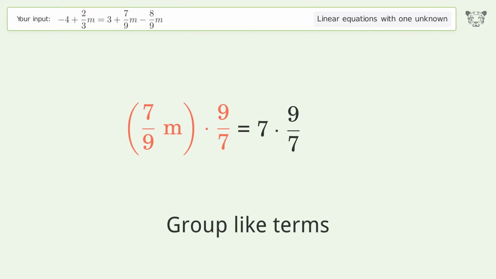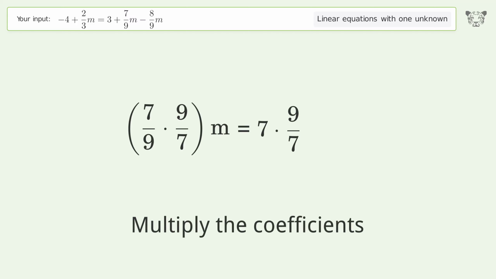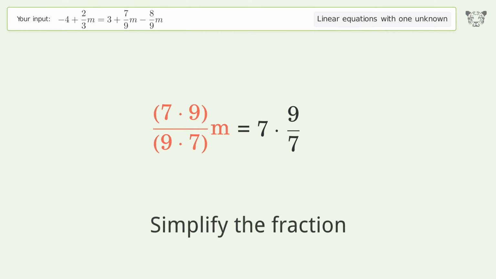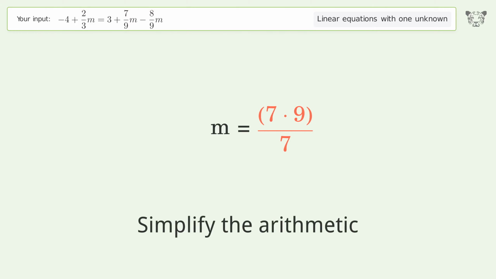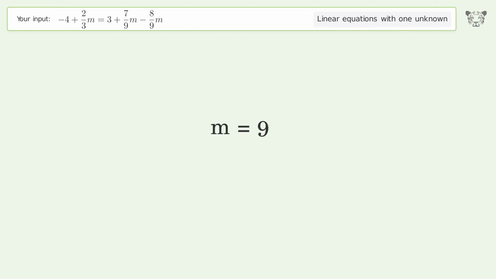Group like terms. Multiply the coefficients. Simplify the fraction. Multiply the fractions. Simplify the arithmetic. And so the final result is m equals 9.